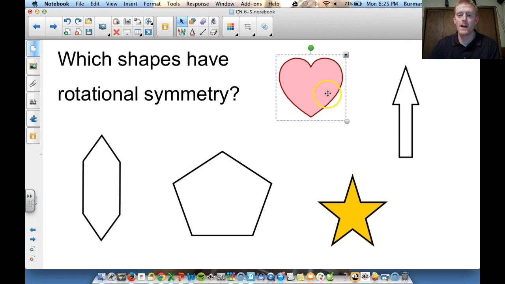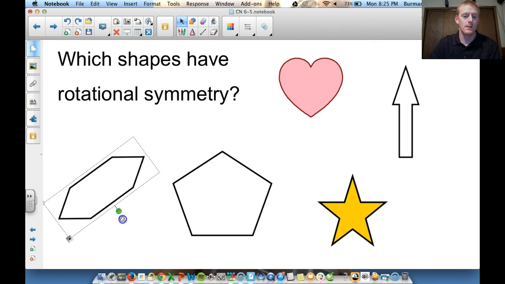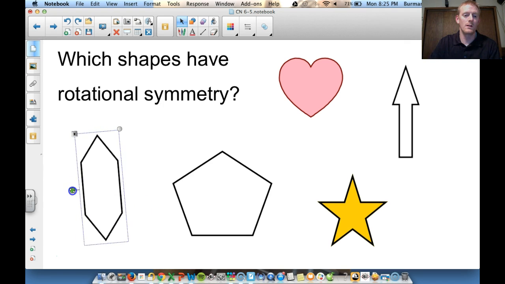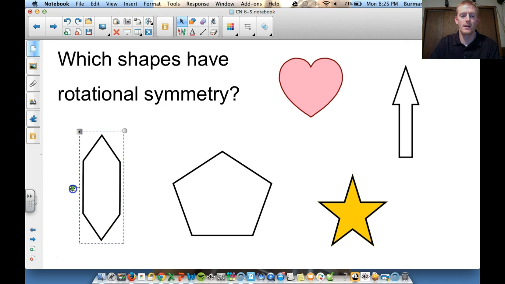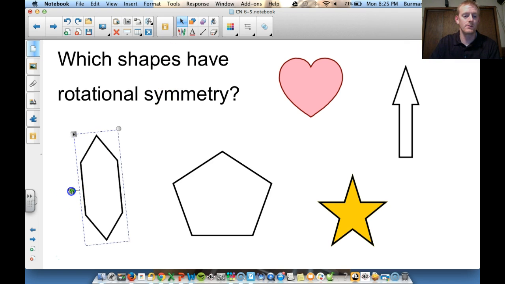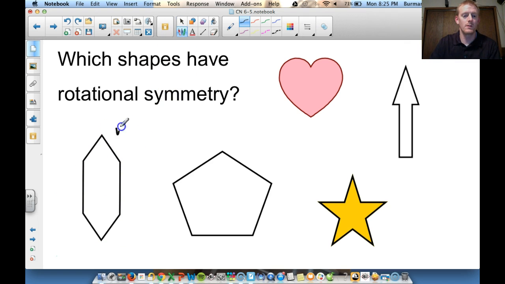So this one does not have rotational symmetry. Neither does the arrow because it's the exact same thing. It only is pointing upward. Now this diamond looking shape over here does have rotational symmetry because if I rotate it a full 180 degrees, it looks exactly the same again. So this one's a big fat yes. Oh, I screwed it up. So this one's a yes. Those two were no. And this one down here is also a yes if it's a perfect regular pentagon.